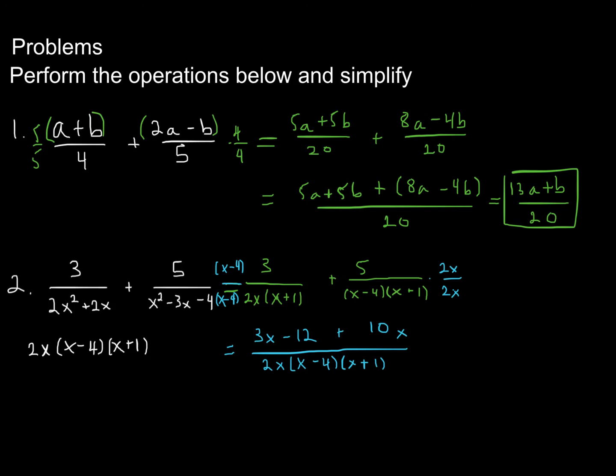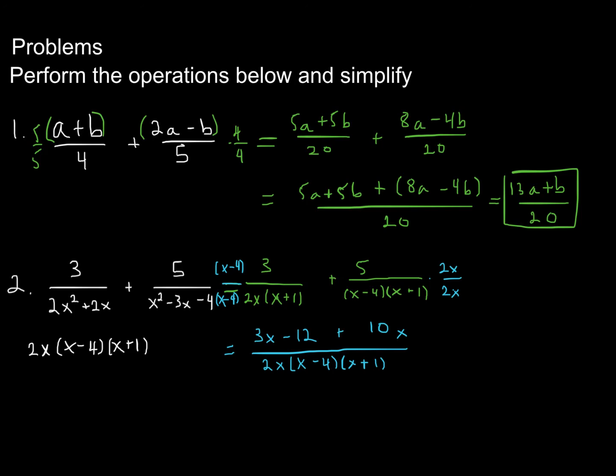And after multiplying to create equivalent rational expressions, I'm adding. So notice I've kind of done 2 steps in one here. I multiplied 3 times x minus 4 and got 3x minus 12. And here 5 times 2x will give me 10x. So because I'll have a common denominator, I can add the numerators together. And my common denominator is going to be 2x times x minus 4 times x plus 1. That's what I'll have on both denominators. And so that's my new common denominator.